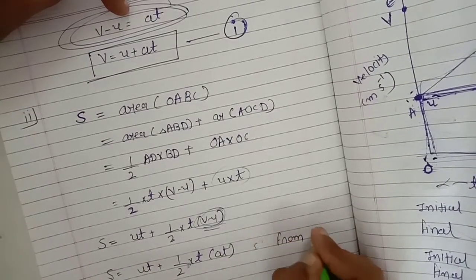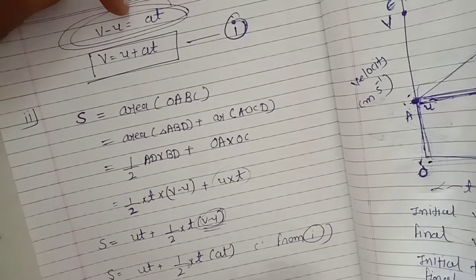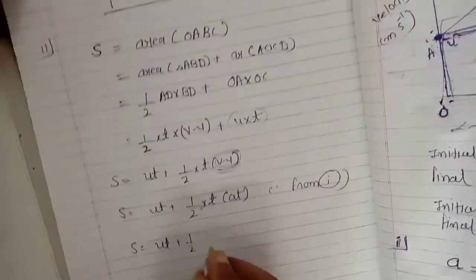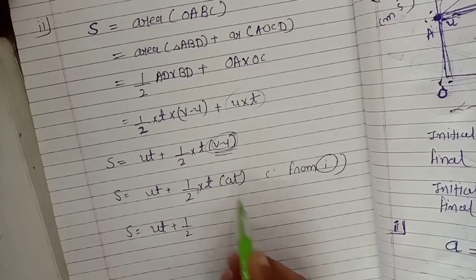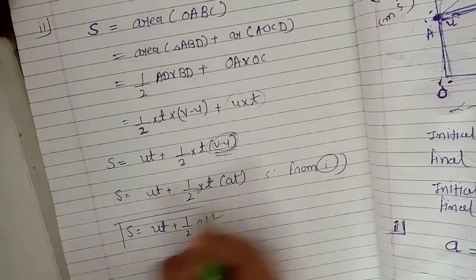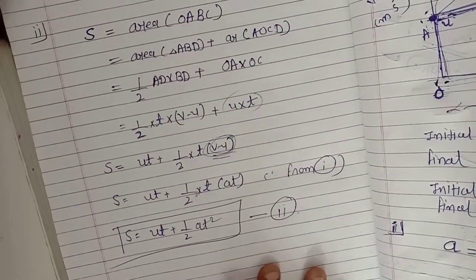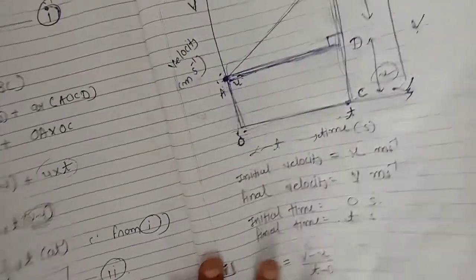From the first one, S is equal to UT plus 1/2 AT square. So this is the second equation of motion. Now how do we find the third equation of motion?